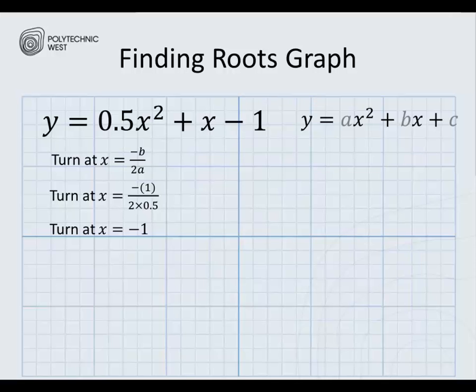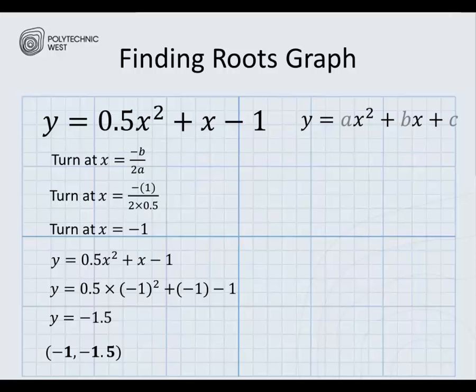I'd like to find the y coordinate of that turnaround as well. So what I'll do is I'll throw that x equals minus 1 back into the original equation, calculate it out, and you find that y equals minus 1.5 at that point. So we have one of the points on this graph, which is minus 1, minus 1.5.